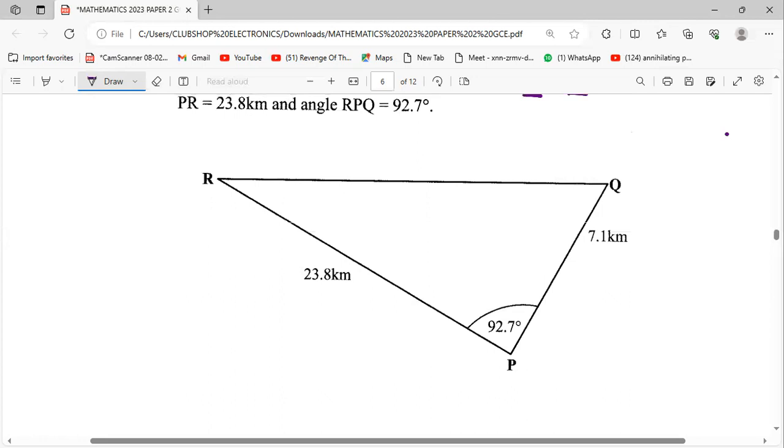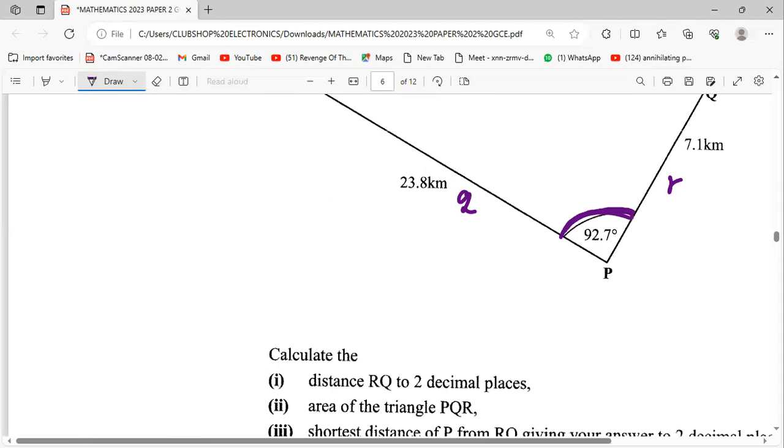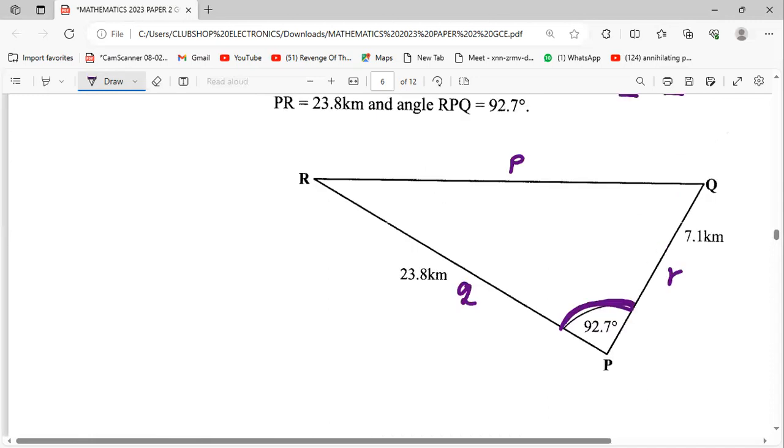So we can abbreviate the sides by small letters. Because we have two sides that are forming an angle, to find the other side, we are going to use the cosine rule. If you want to find p, you must square p. p squared is equal to the square of the other two sides and get their sum.